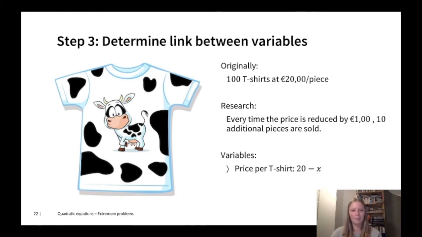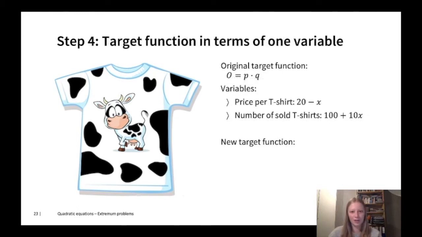So we know that the number of sold t-shirts is 100 t-shirts, but every time she reduces the price, she can sell 10 additional t-shirts. So that means that our next variable becomes 100 plus 10 times X. So 10 additional pieces per time she reduces the price. Now let's write our target function in terms of one variable. So our original target function, you can see it here, is O equals P times Q.